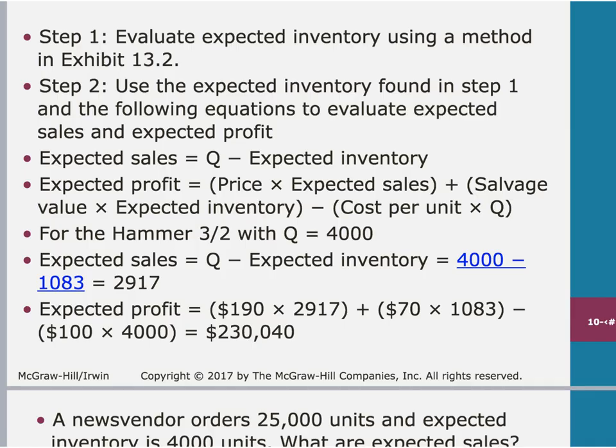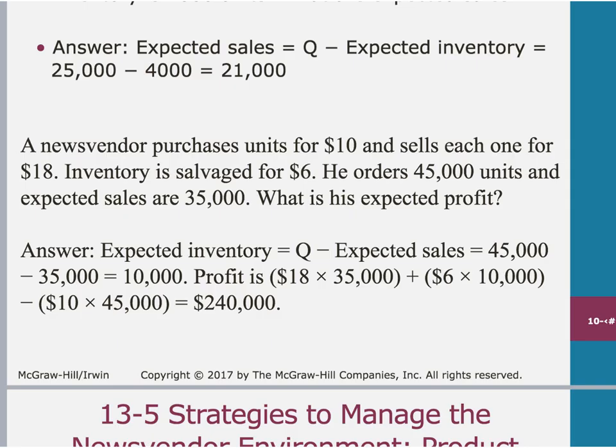But basically, what you'll be given in a test or in an assignment is they tell you how much you're going to order. I will tell you how much inventory you're going to have left over. So you need to calculate your expected sales, then calculate the expected profit based on the CU and the CO, the underage cost and the overage cost, and your critical ratio. But I need to find the right example. You can also get it in your text.